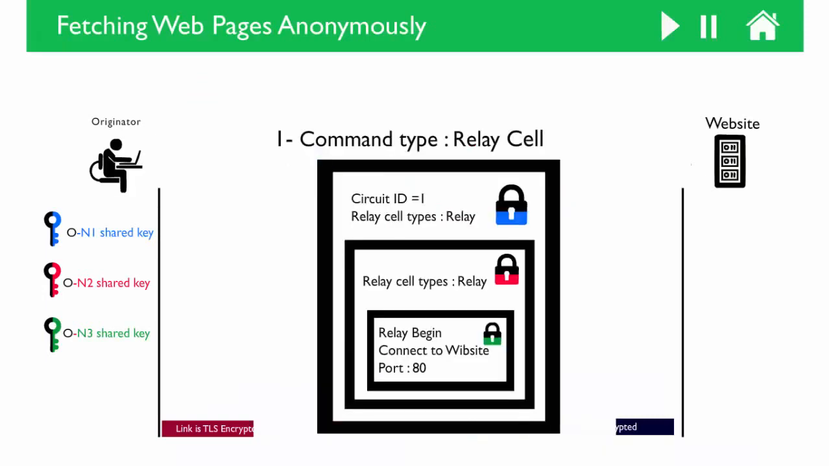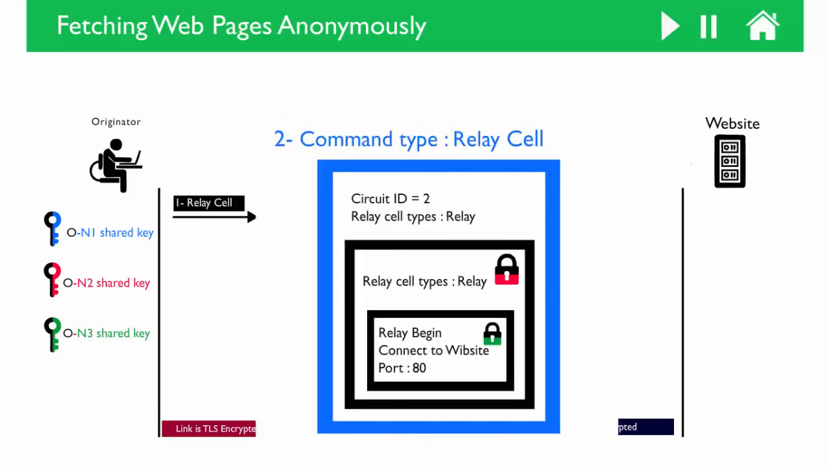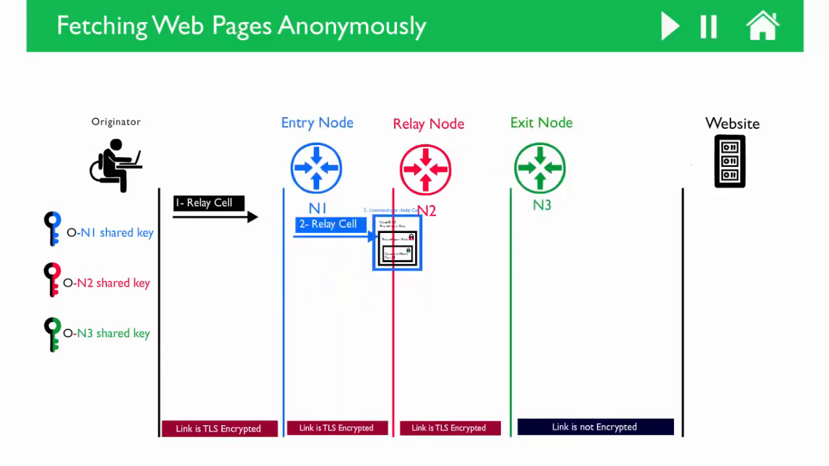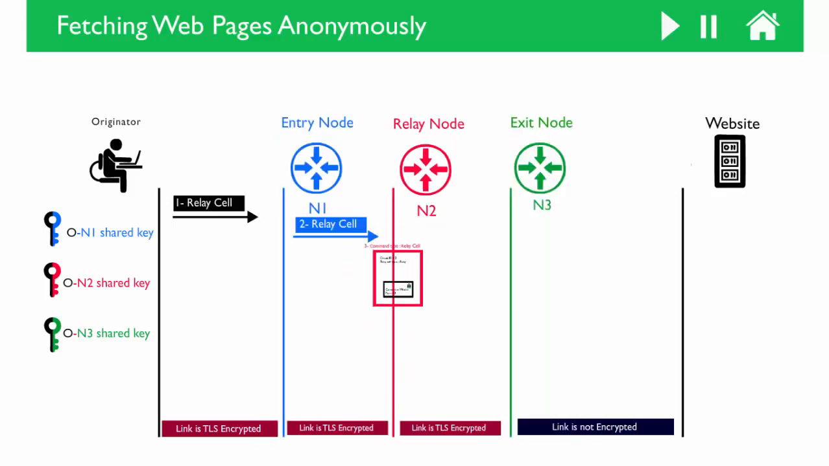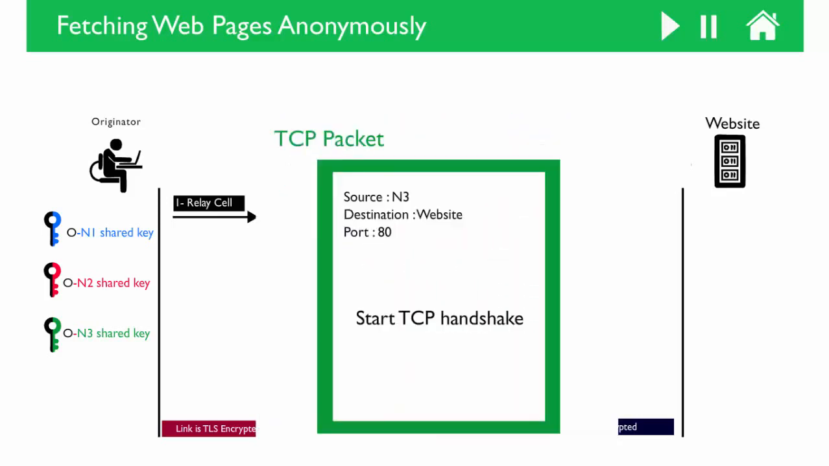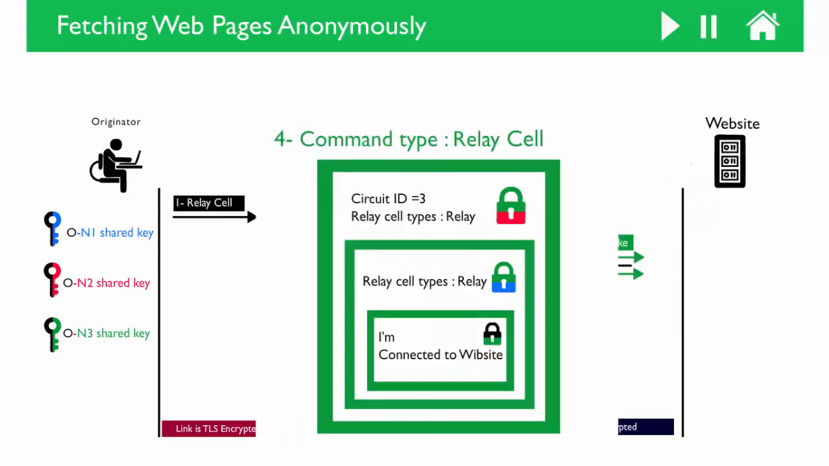The originator opens the stream by sending a relay begin cell to the exit node, using a new random circuit ID. Once the exit node connects to the remote host, it responds with the relay connected cell.